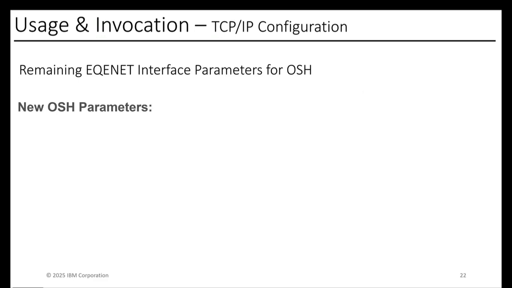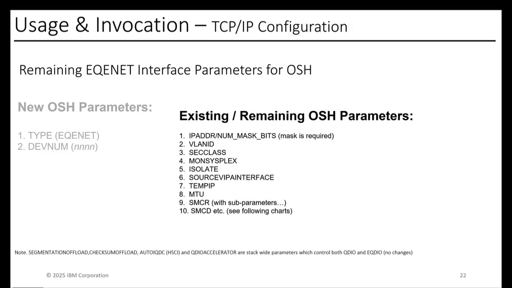Okay, so what's remaining? New OSH parameters: type, of course, EQENet. Dev numbers are now introduced, and again, that's just the lead device that we recommend for that PCHID. And all the rest here on the existing, or these are all remaining parameters that made sense to use. IP address, of course, with the subnet mask is now required, all the way down to MTU, SMC-R, SMCD, same defaults as before, but these all made sense to carry over from the old configuration. But nothing new other than dev number and EQENet.